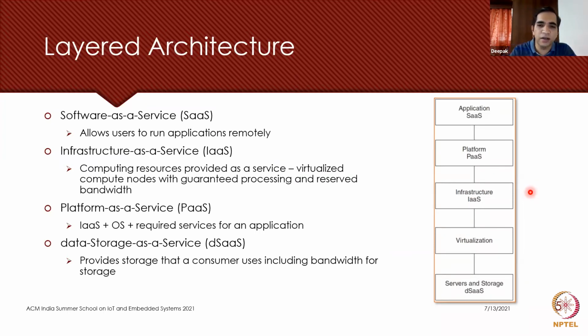So that kind of summarizes how a cloud architecture looks like, and what are the kinds of services that you can avail from the cloud. Because there are these different layers, that's why it's called a layered architecture. So any questions until now?